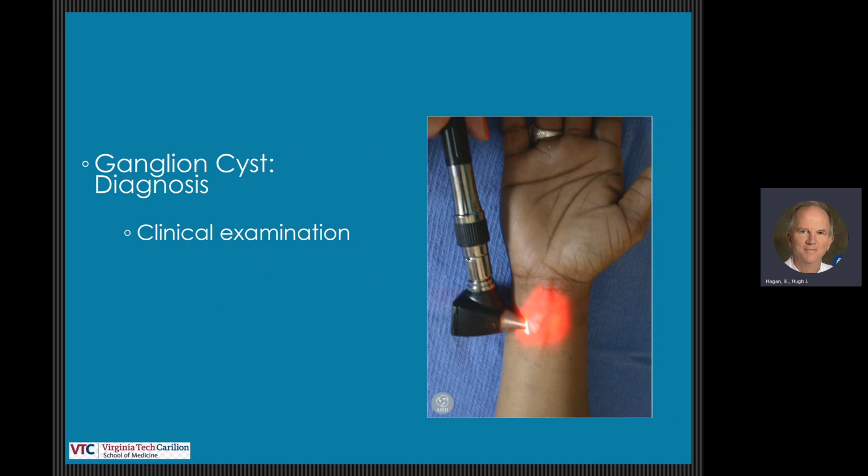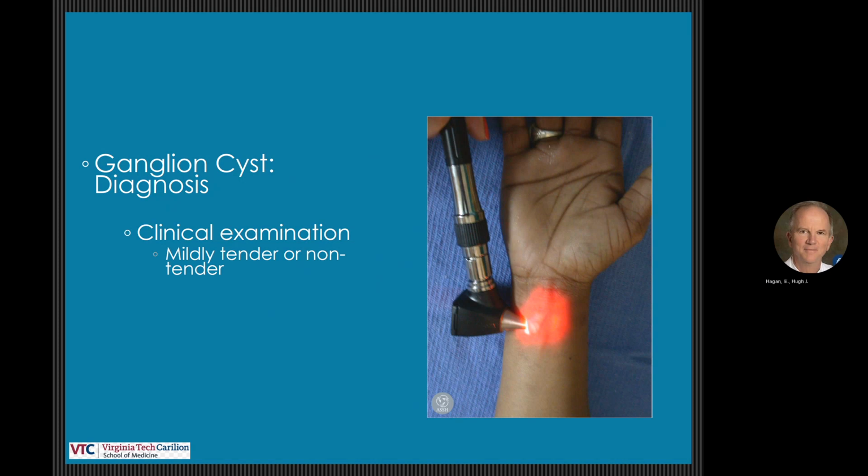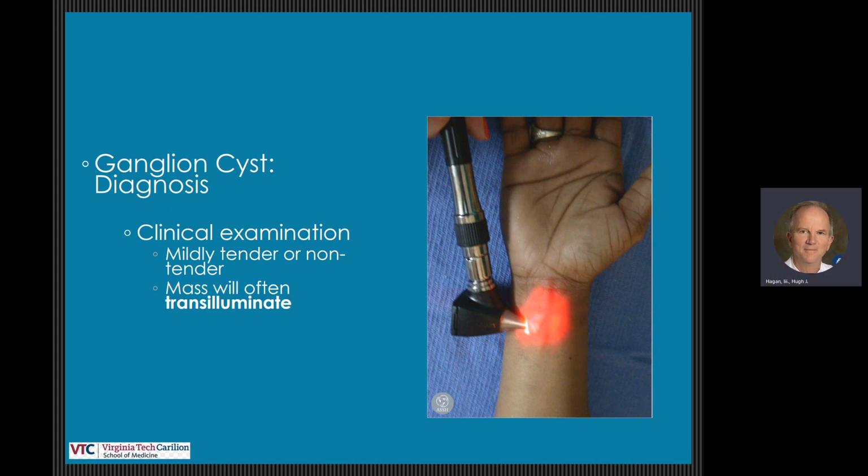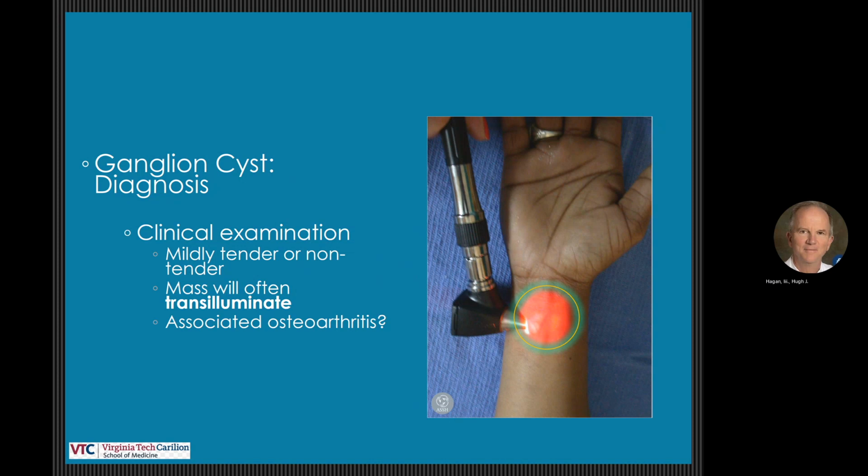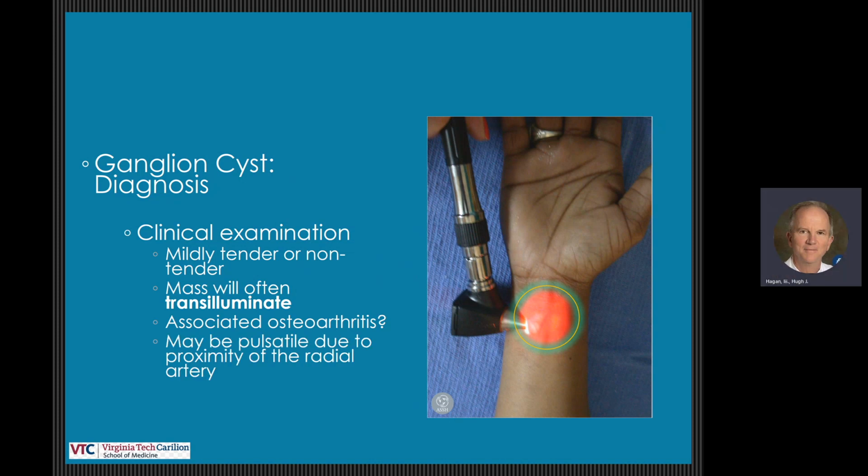The diagnosis of ganglion cysts, on clinical examination: they tend to be mildly tender or not tender at all. A mass will often transilluminate, and this will separate the ganglion cyst from many other benign masses around the wrist and the hand. They can be associated with osteoarthritis or a synovial cyst. They may be pulsatile around the wrist due to proximity of the radial artery.